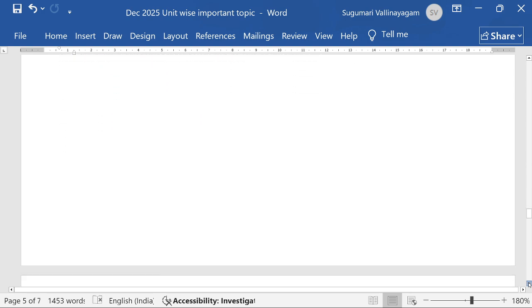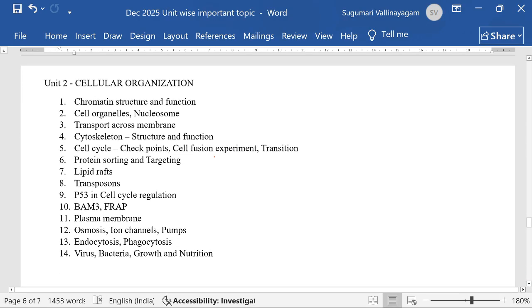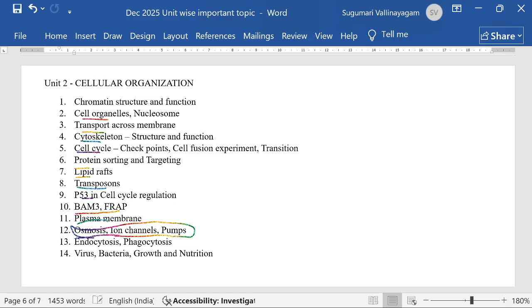Next are the considerable topics, that is cell organization. In this, if you have time, study the whole syllabus. Otherwise, just check these few topics: chromatin structure, cell organelles, transport across the membrane, cytoskeleton structure, cell cycle, checkpoints, protein folding and sorting, lipid raft, what a lipid raft is, transposons, P53, PI3 pathway, mTOR pathway and their activities, the plasma membrane, osmosis, ion channels and pumps. From osmosis, ion channels and pumps they will ask one question.